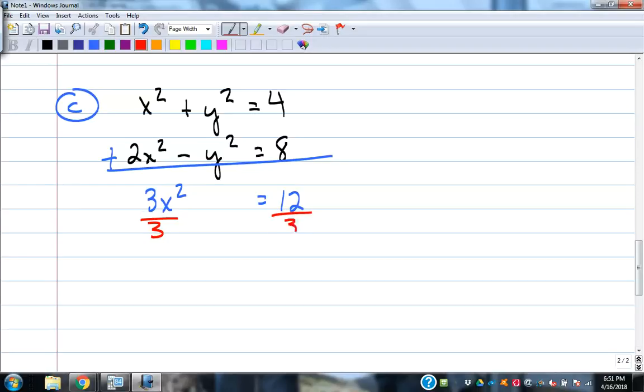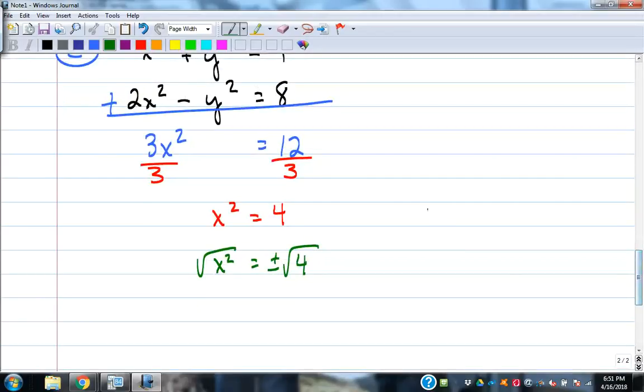Divide by 3. There's x squared is equal to 4. And because it's just x squared equals a number, how can I solve that? Can I take the square root of both sides? What's the square root of 4? 2. So we get 2 answers there. We get x equals 2 and x equals negative 2. I need to find the y values that go with each of those.